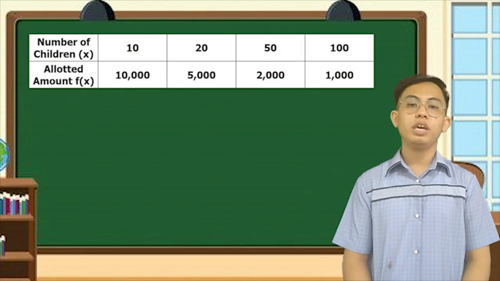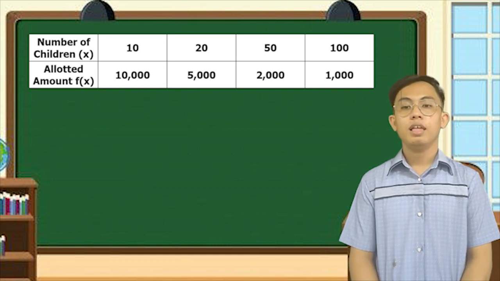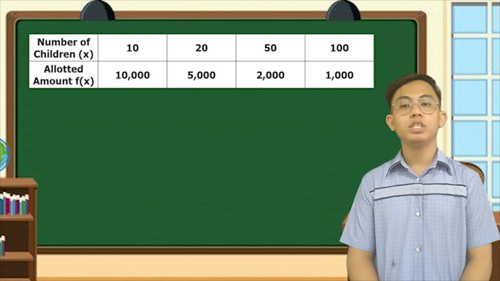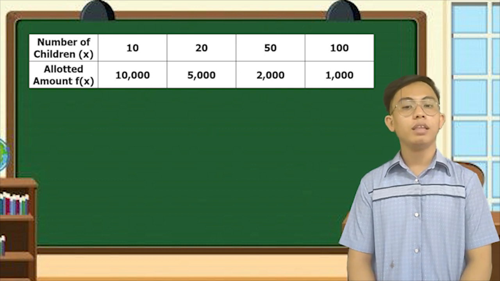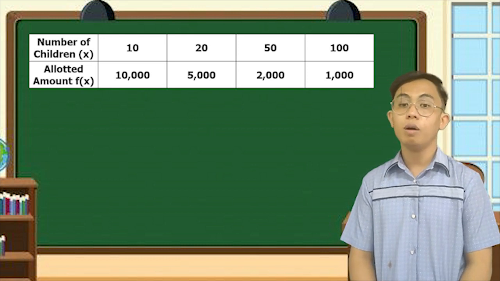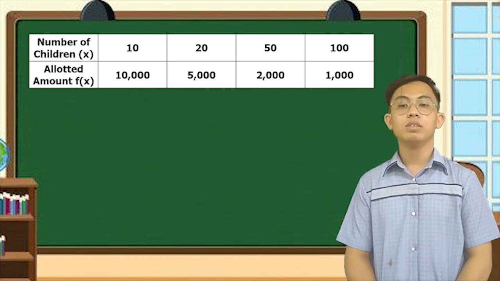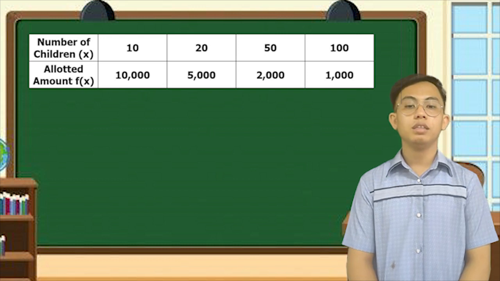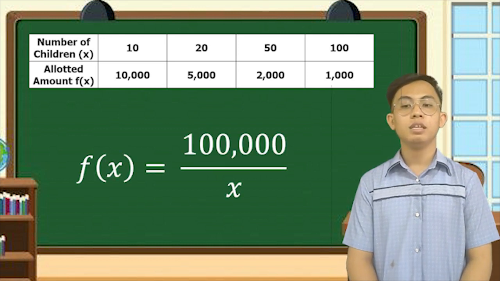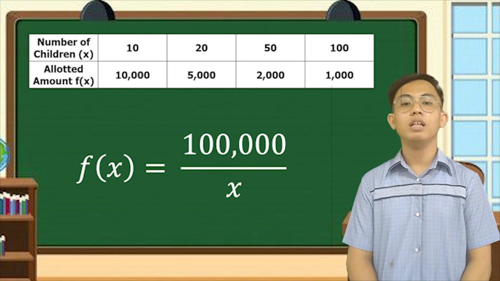Based on your answers, we can now write a function representing the relationship of the allotted amount per child as f of x, with the total number of children represented by the variable x. How did you come up with the amount allotted for the different values for the number of children? Again, we simply divide the budget 100,000 pesos by the number of children. Therefore, we can express it as a function: f of x is equal to 100,000 divided by x. The function we stated is general to all other values of x.